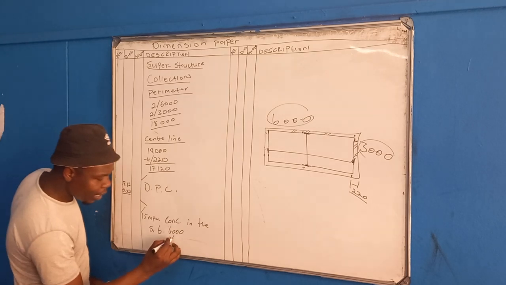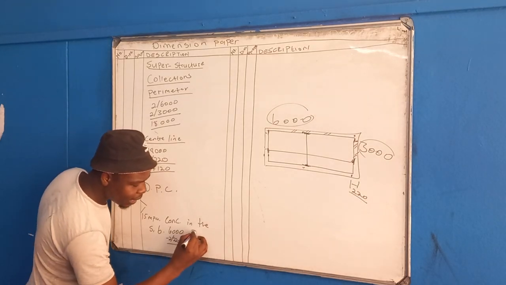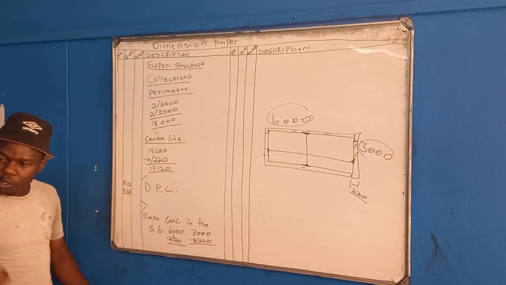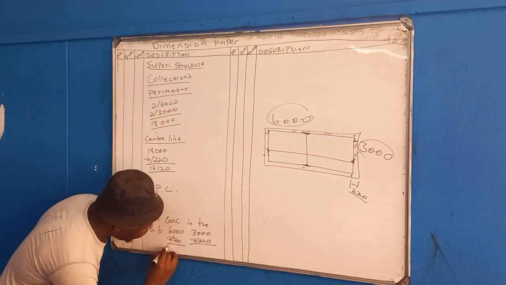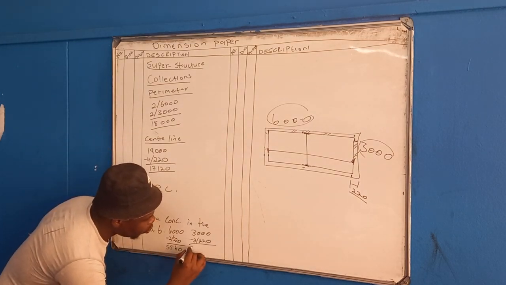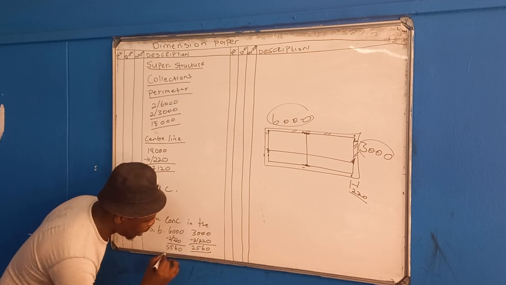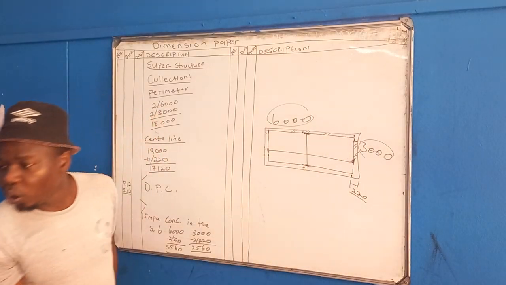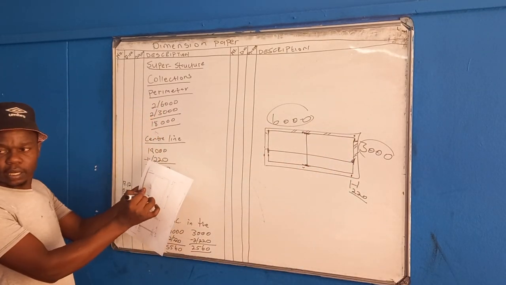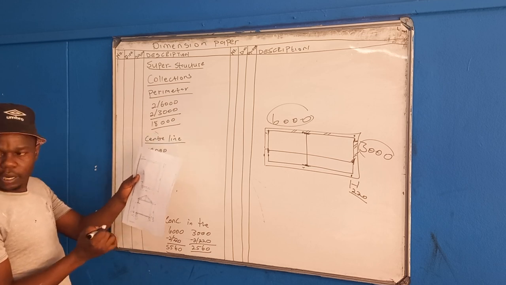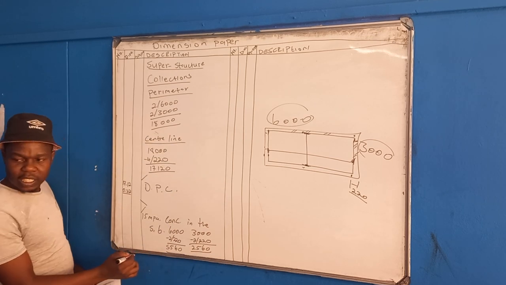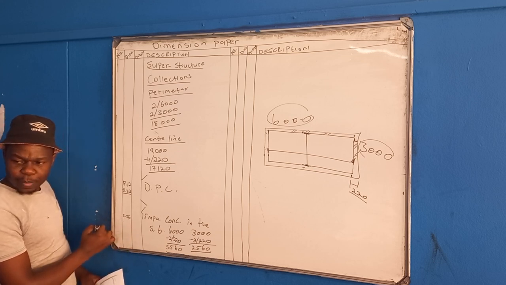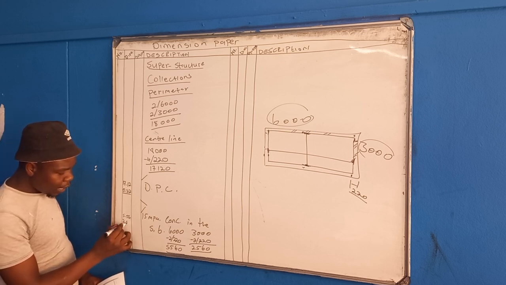So we are going to say 6000 minus 2 of 220, right? And then 3000 minus 2 of 220, right? Whereby the first one is going to be 5560. Here's going to be 2560. Right? Then this is the length, this is the breadth of your surface bed. Remember the surface bed is internal, okay? Which is from here to here. So this one is going to be 5.56 after dividing by 1000, which is the length. And then the breadth is going to be 2.56.